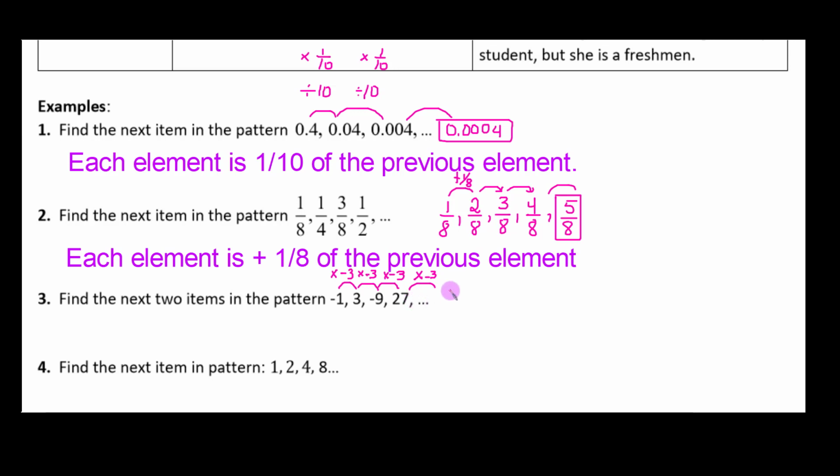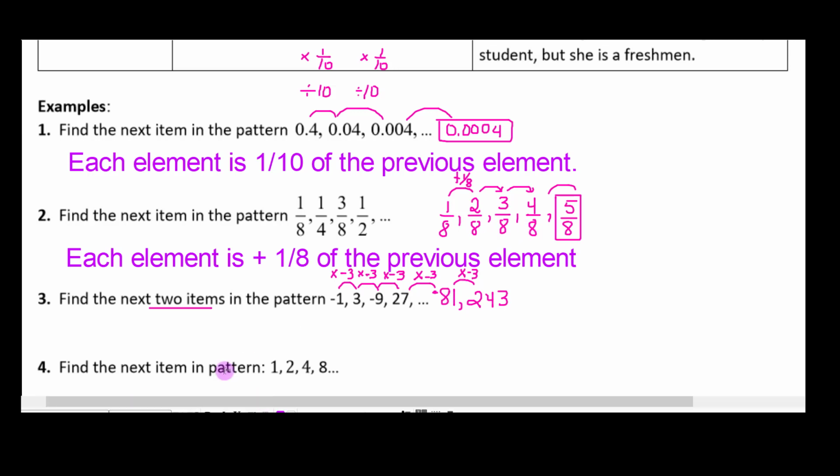So that would be 81. And in this particular problem, they ask for the two next elements. So let's go ahead and multiply by negative 3 again. And by the way, here this is negative, so this would be positive 243. So there we found the next two elements.